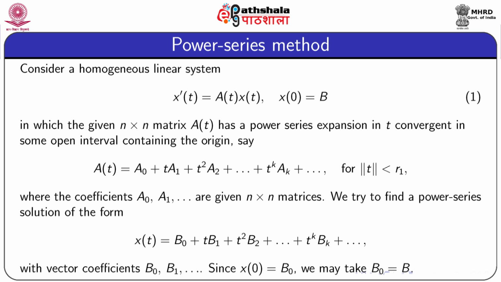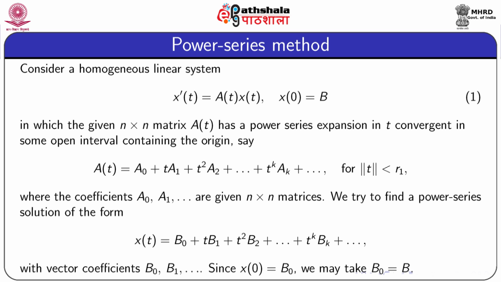For example, let A(t) have the form A0 plus t A1 plus t square A2 plus dot dot t to the power k Ak plus dot dot, for norm t less than R1, where the coefficients A0, A1, dot dot dot are given n cross n matrices.